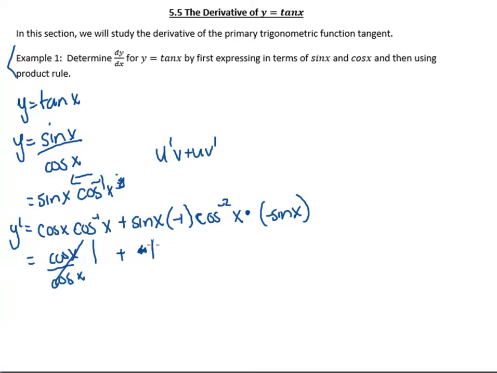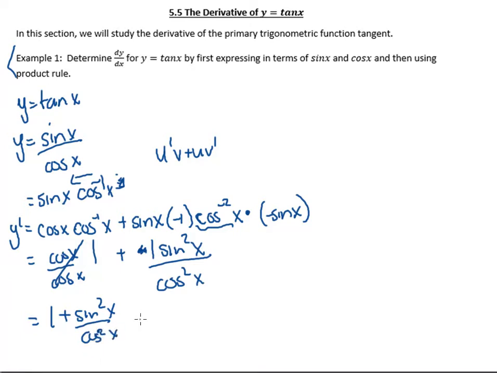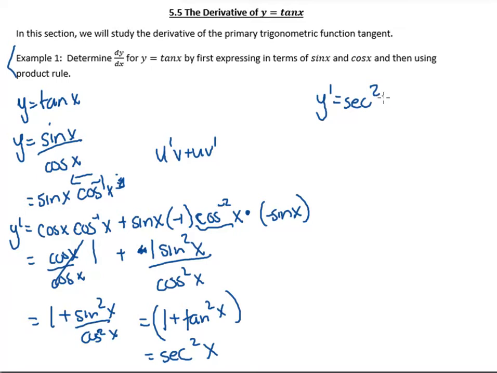So let's just scratch that out. So in the numerator, we have sine squared x, and then this cos squared x goes into the denominator. Okay, so what are we left with? We're left with 1 plus sine squared x over cos squared x. But we can just rewrite that as 1 plus, and what's sine squared over cos squared? Well, that's just tan squared x, of course. But we know that 1 plus tan squared x, we can just rewrite that as secant squared x. Okay, so the derivative of tan, y prime, equals secant squared x.